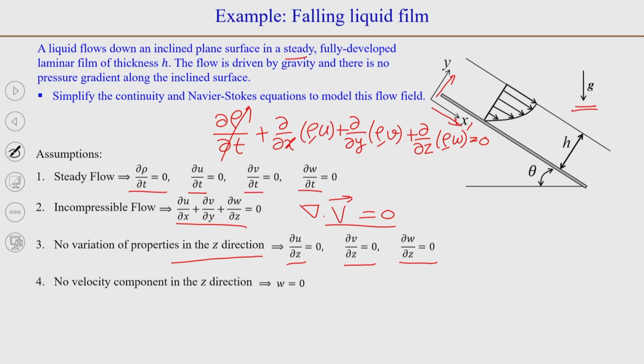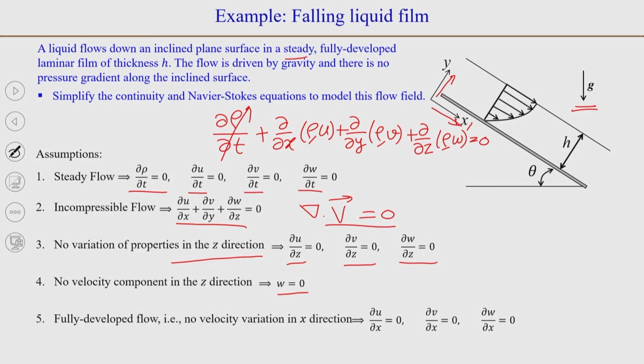Okay. And there is no velocity component in the z direction. So, w is equal to 0, because there is no flow in the z direction. And we also assume that the flow is fully developed, as has also been given in the problem. So, there is no velocity variation along the x direction. That means, dou u by dou x is equal to 0, and we already have w is equal to 0. So, of course, dou by dou x of w is equal to 0, and dou by dou x of v is 0.